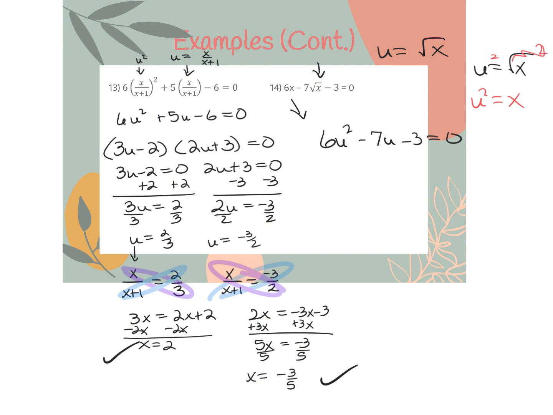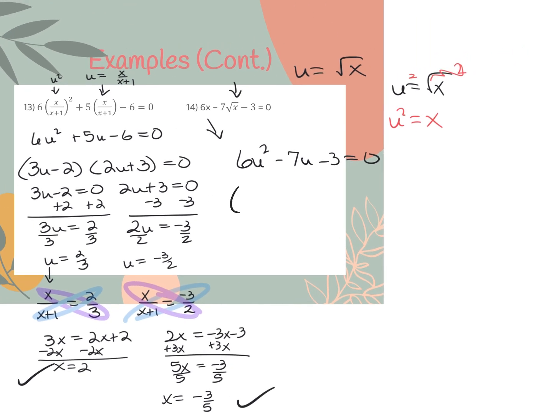Now, again, I'm going to just guess and test here. You can factor by grouping. Factors in negative 18 that give you negative 7. That's going to be negative 9 and positive 2 if you do the grouping. But I'm going to just guess and test here. My factors of 6u squared are 3u and 2u. Factors of negative 3 are going to be positive 1, negative 3. Again, FOIL it. Make sure that you put the 1 and the 3 and the 2 and the 3 in the right spot. So set each factor equal to 0.